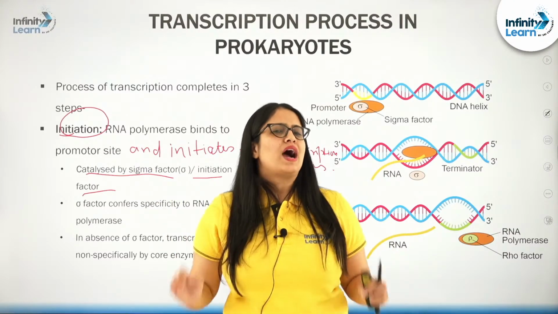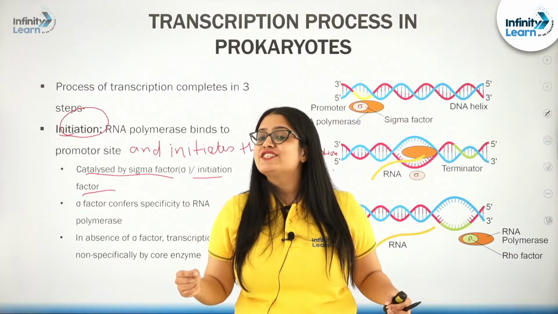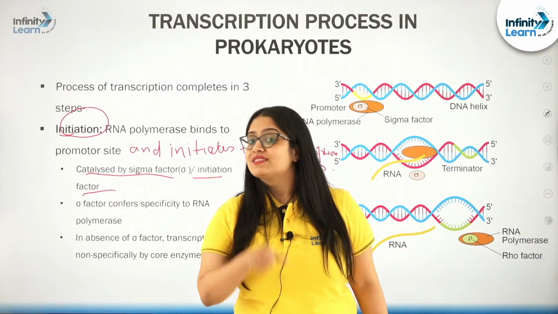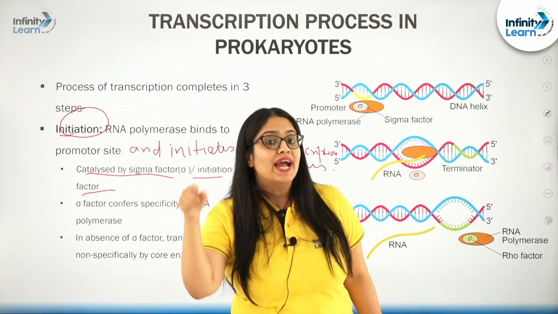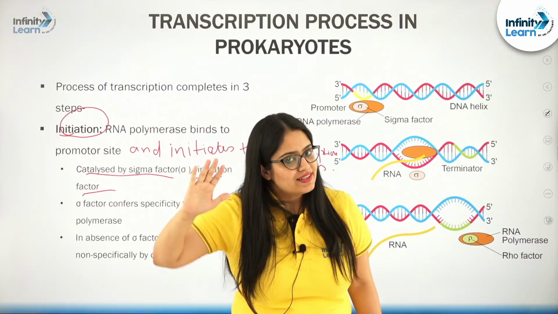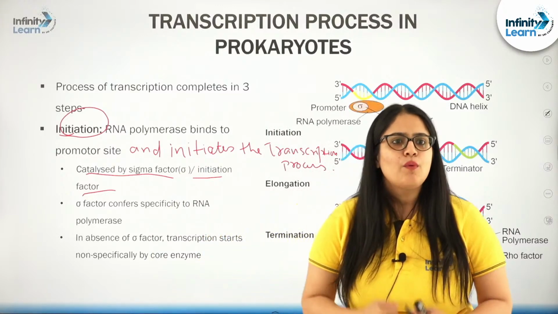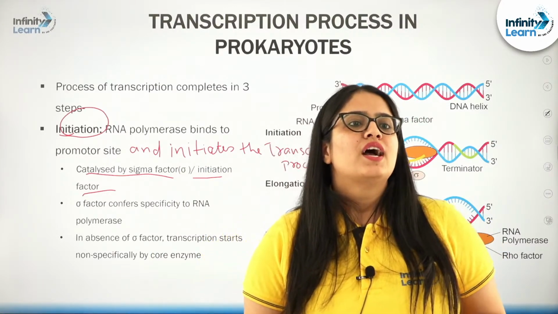So, I hope you are understanding how sigma factor is providing specificity to this RNA polymerase. It is actually telling the RNA polymerase to go and bind there. It is the place from where you should bind and start the transcription process. I hope I made this clear to all of you.